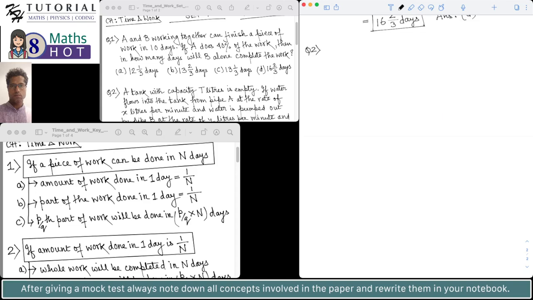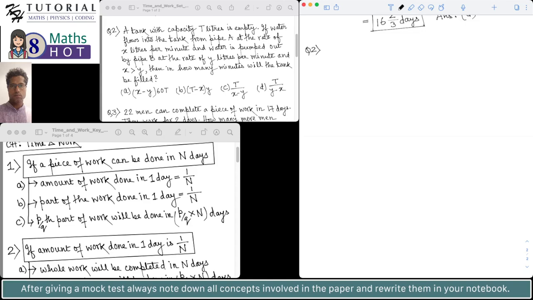What is question number 2? A tank with capacity T liters is empty. If water flows into the tank from pipe A at the rate of X liters per minute, and water is pumped out by pipe B at the rate of Y liters per minute, and X is greater than Y, then in how many minutes will the tank be filled?